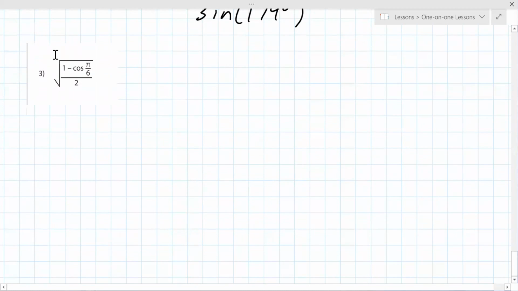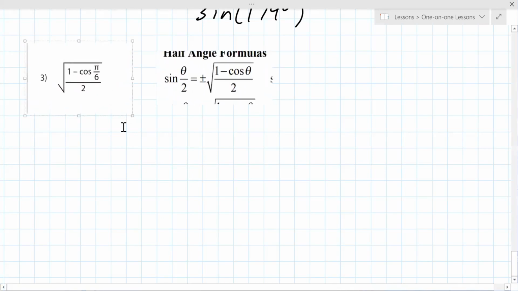Now this one's pretty short, like this worksheet, so we might get through everything. This is a half angle formula. So if you know the half angle, and it's a big one, if you know it, then you'll see this right away. So in your problem, theta is pi over 6. Do you see that?